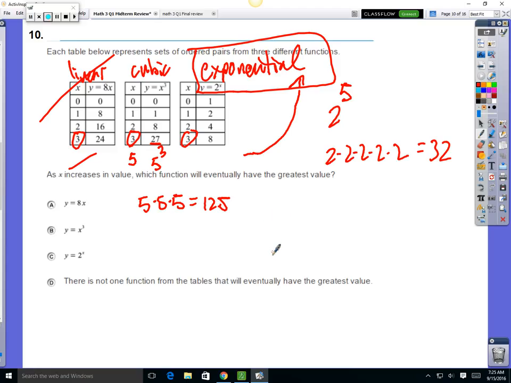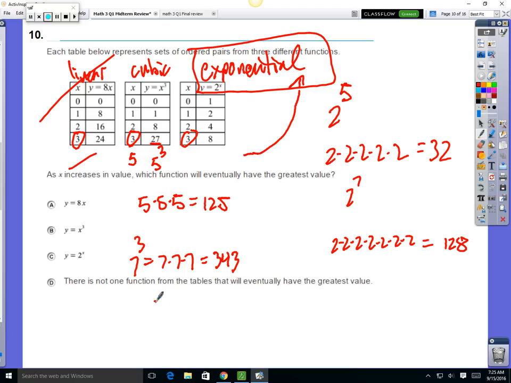So let's try like 7. If we try 7, okay, 7 cubed is going to be 7 times 7 times 7. On the calculator, 7 cubed takes me to 343. But if we do 2 to the 7, if we plug 7 in this exponential, it's going to be 2 times 2 times 2 times 2. 1, 2, 3, 4, 5, 6, 7. 2 to the 7th, still might not catch it. No. Now we're at 128. So when is it going to catch it?